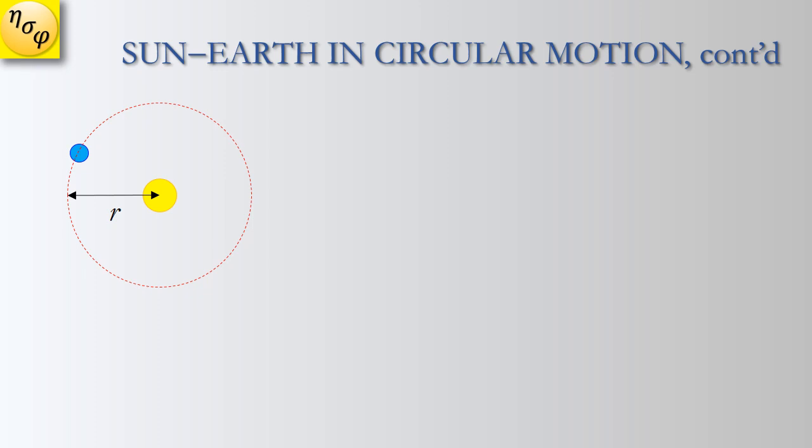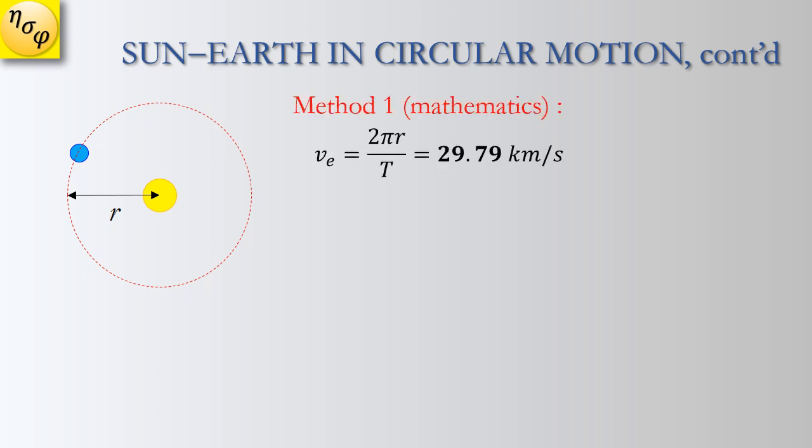Okay, welcome back. In the first method, I used mathematics. Of course, it's just the Earth orbital circumference divided by 1 year period, and the answer is 27.79 kilometers per second.